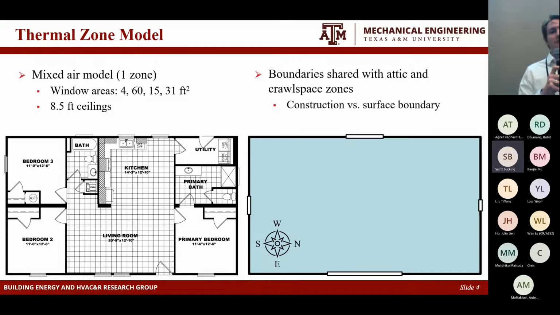And these boundaries of this thermal zone are shared with the attic and the crawl space, as we know. And in Modelica, what we do is we define the constructions of the thermal zone to be construction boundaries inside of the thermal zone. And when we define that same layer in the crawl space and attic that are shared, so the floor and the ceiling, those are treated as surface boundaries so that they share the boundary conditions when running a model.